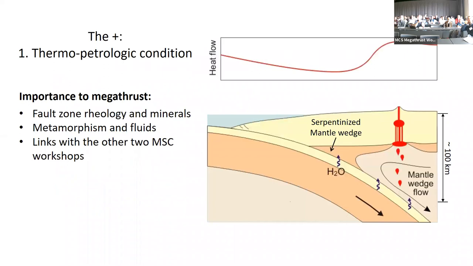Plus one, thermal petrologic condition. It is very important. To some extent, it may be of first order, the greatest importance. We really need to know the fault zone rheology and minerals. Then we have to know the temperature and petrology. And we need to know the metamorphism and fluids, because we need to know what materials are in the fault and how much fluid it produces.